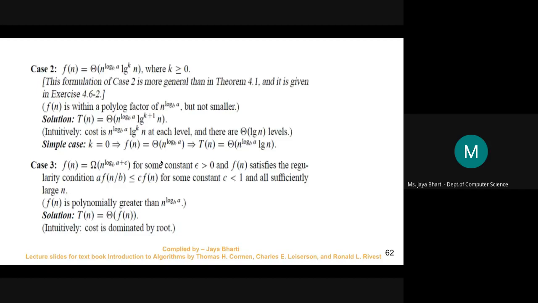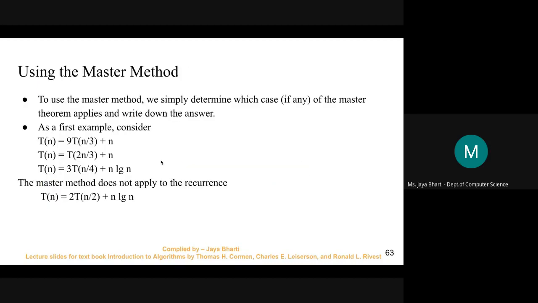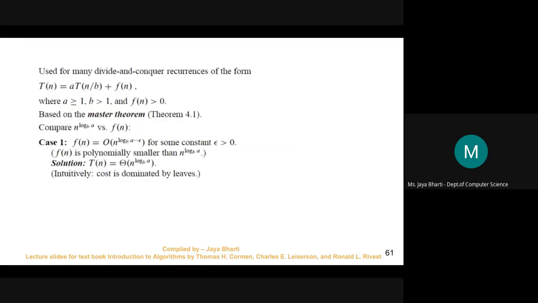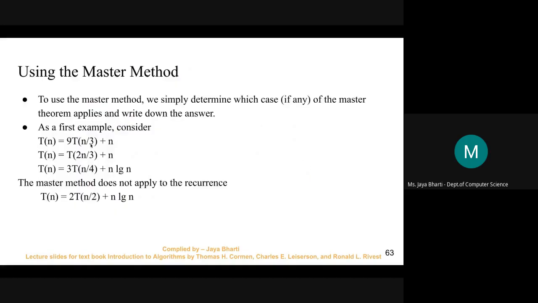Now we will apply the master method to some examples and see how it works. You can note down these methods if you want, and also try to apply them by yourself. If f of n is equal to big O of n to the power log a base b minus epsilon, then the solution will be T of n is equal to theta of n to the power log a base b.